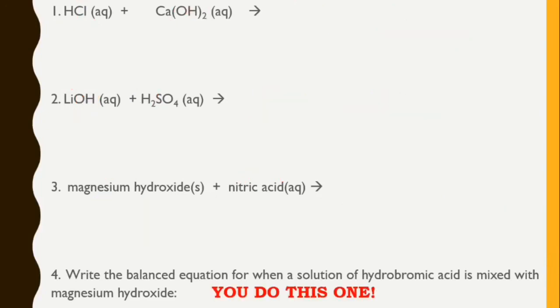I do want you to go ahead and do this last one. Your packet says to do the balanced equation in addition to the overall and the net ionic, but all I need you to do is that first balanced equation, just like what we've been practicing. I already wrote out magnesium hydroxide for you in number 3. So hydrobromic acid is just going to be hydrogen and bromine. Go ahead and find those symbols, those charges, cross, drop, reduce. And then, of course, find your products, which you know is going to be water and some kind of salt. Just figure out what that salt is.